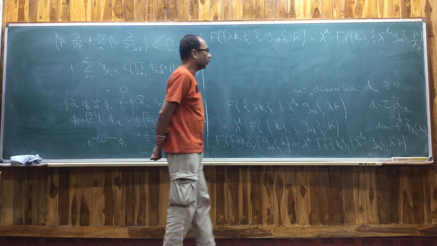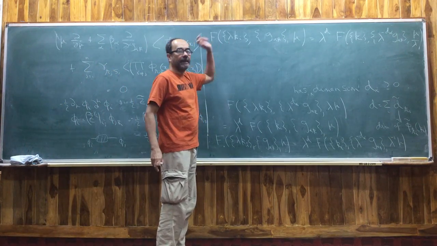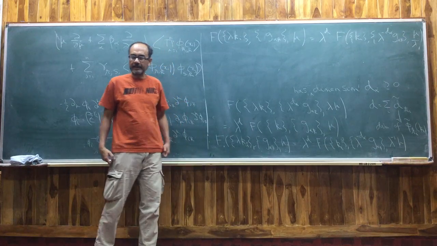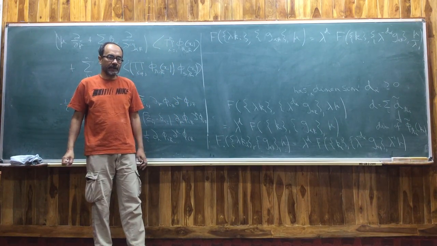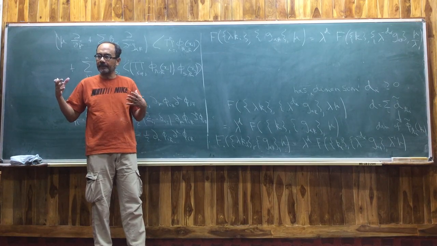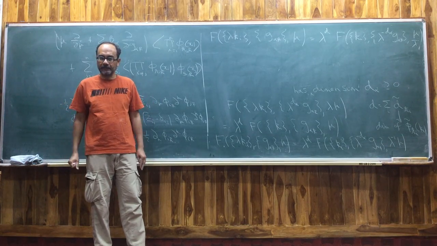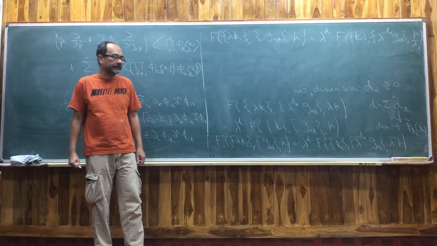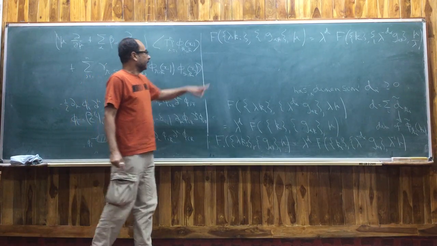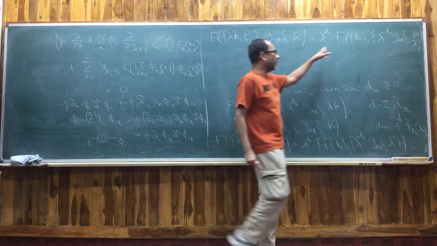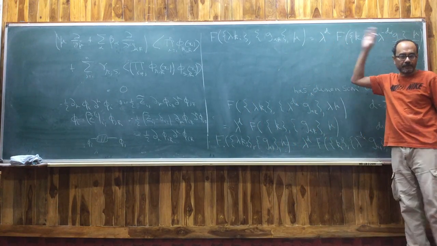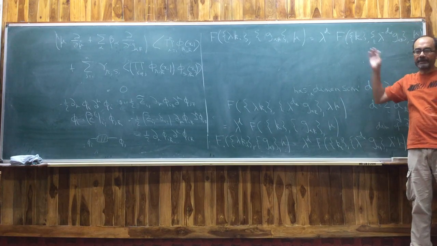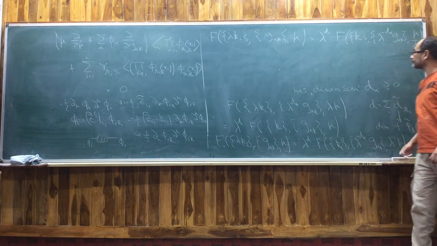Now let's ask what happens if you take lambda to be very large. Suppose you are trying to calculate very high energy scattering. Scale all the external momenta by some large lambda. That corresponds to taking lambda to be very large. So this formula tells you what happens. Of course there is a lambda to the d factor that comes out. That is determined by the overall dimension of the function.